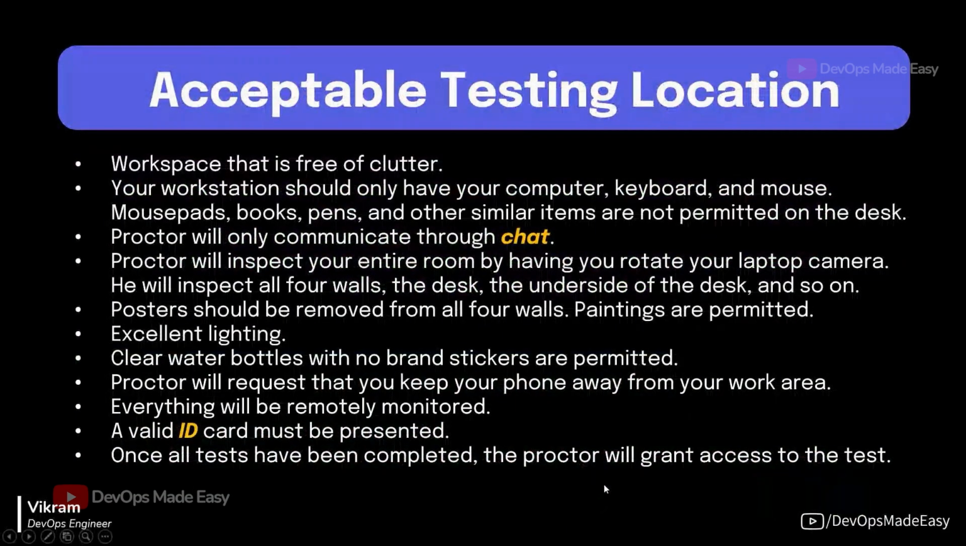Now let's understand how your testing environment should be. First, your workspace should be free from any clutter. You should not put any books, pens or anything on the table. Only your laptop and a keyboard and mouse are allowed. Your proctor will ask you to rotate your laptop camera so he can inspect your complete room, all four walls, your desk, and underneath the desk. He'll ask you everything.